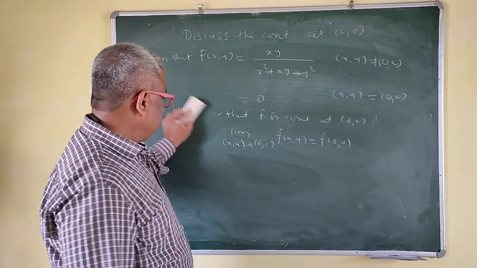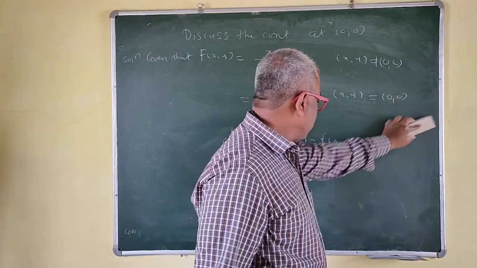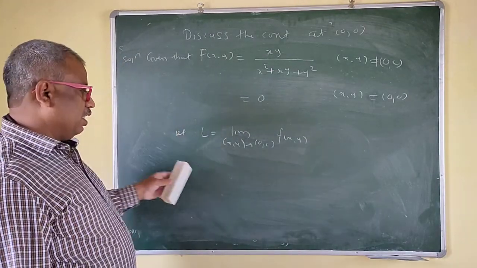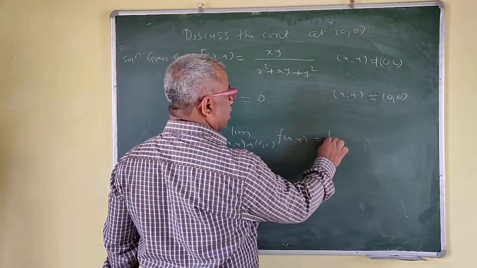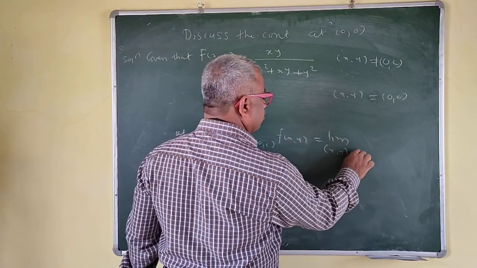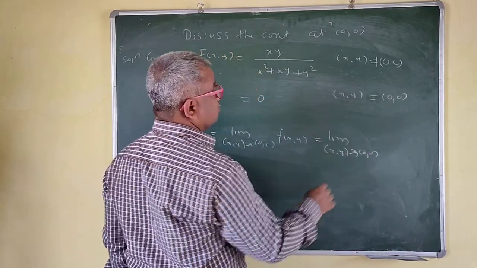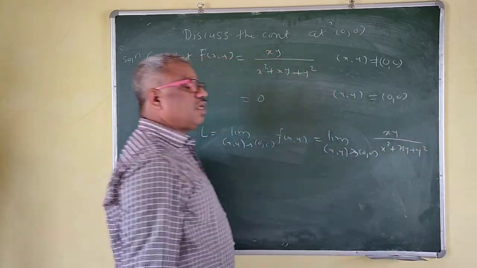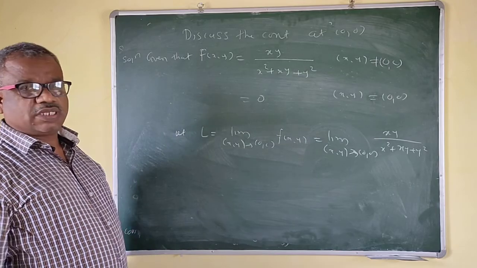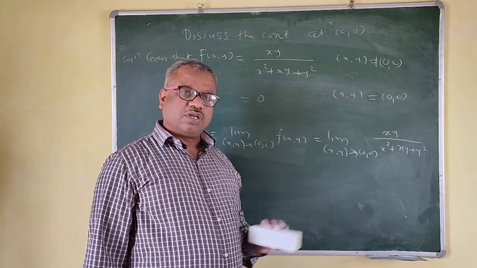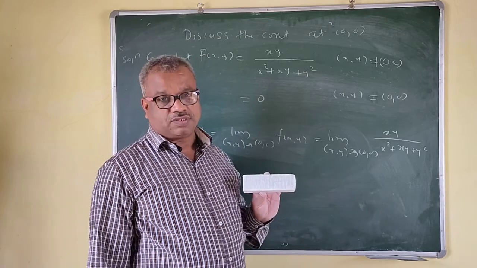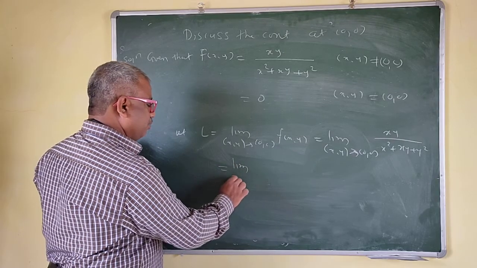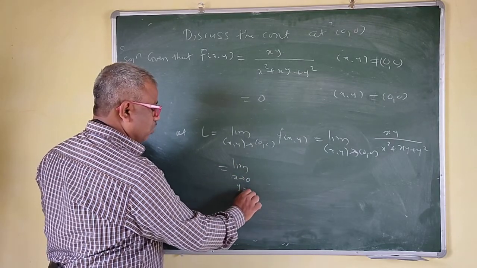We'll erase this part, it is not required. Let L is equal to limit xy tends to 0, 0 of f of xy, which is xy upon x square plus xy plus y square. Now see here, degree of the numerator and degree of the denominator is same. So if the degrees are same, try for y is equal to mx. So we directly write here y is equal to mx.